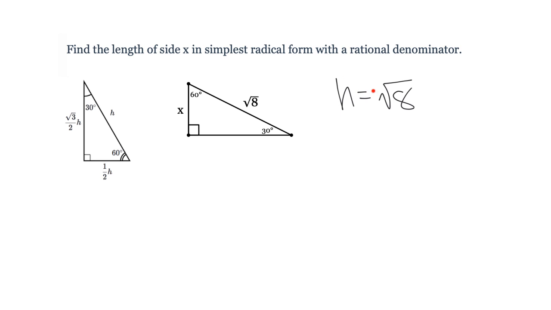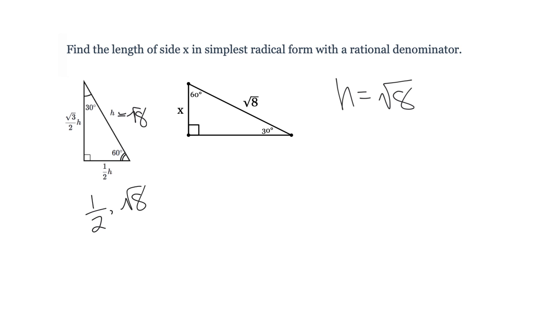So if h is equal to the square root of 8, over here I'm going to say this side is actually equal to the square root of 8. So I'm going to now relabel this side down here. Instead of calling it 1/2 h, what could I call it instead? I don't want to use an h anymore because now I know what h is equal to. Since h is equal to the square root of 8, now I can rewrite it as 1/2 times the square root of 8.